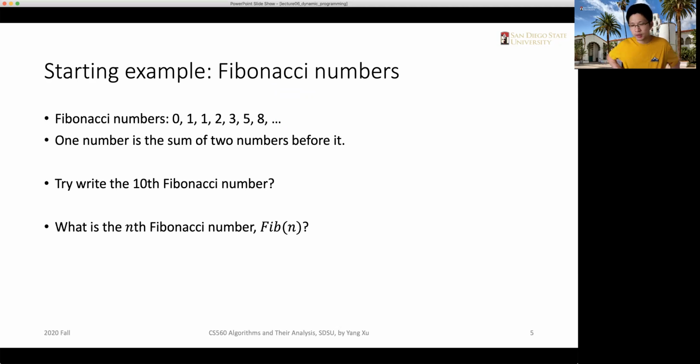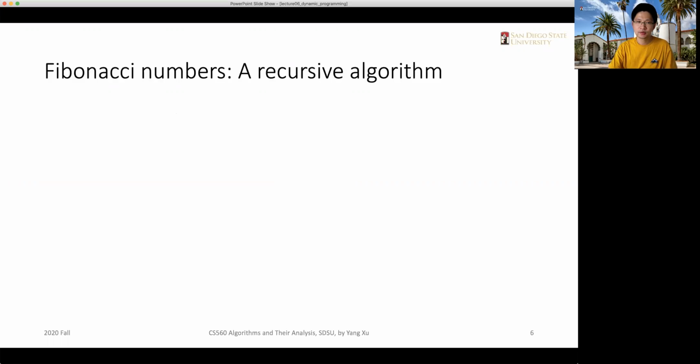Okay, because of the nature of the question, we can think of the solution to be a function that takes the integer number n as input and then returns the value of the nth Fibonacci number. If that is the case, then we can probably think of a recursive algorithm.